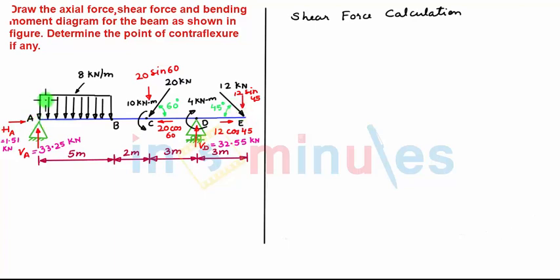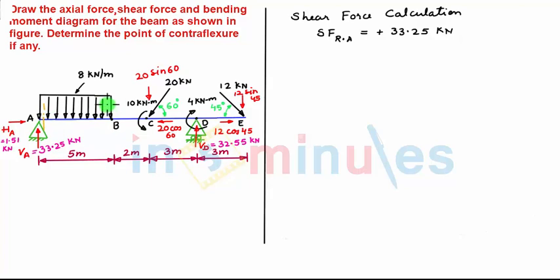By taking a section towards right of A and very near to it, I can write the value of shear force towards the right of A is equal to. Now if we consider the left hand side of section, we see that the only vertical force is the upward support reaction VA equal to 33.25 kN. Upward force on the left hand side of section is positive, so we have plus 33.25 kN as shear force. Then we move the section towards point B.